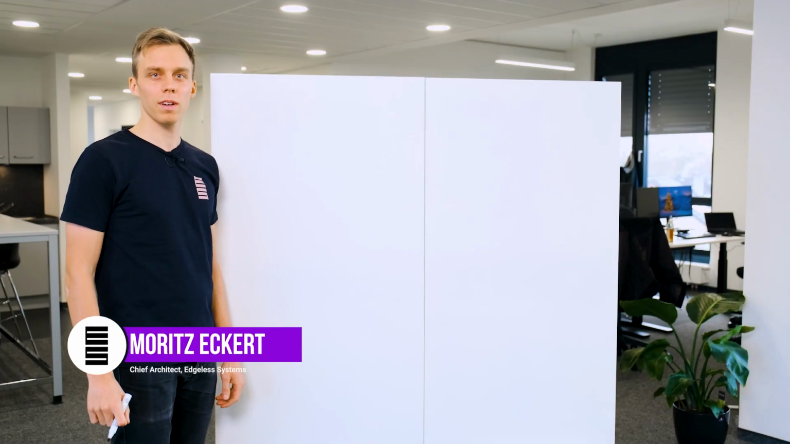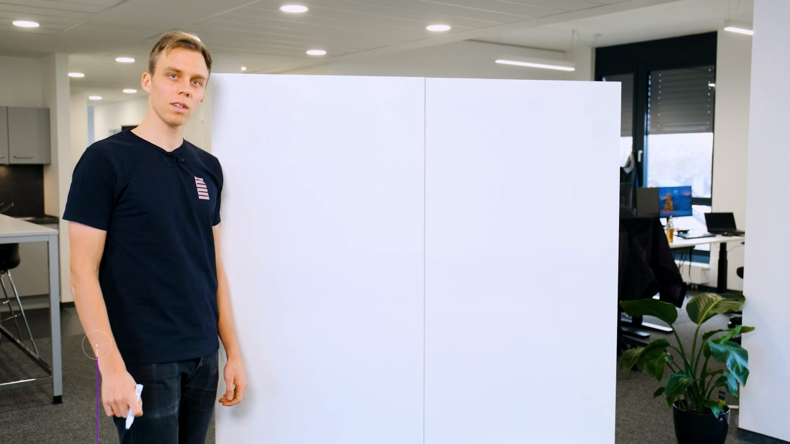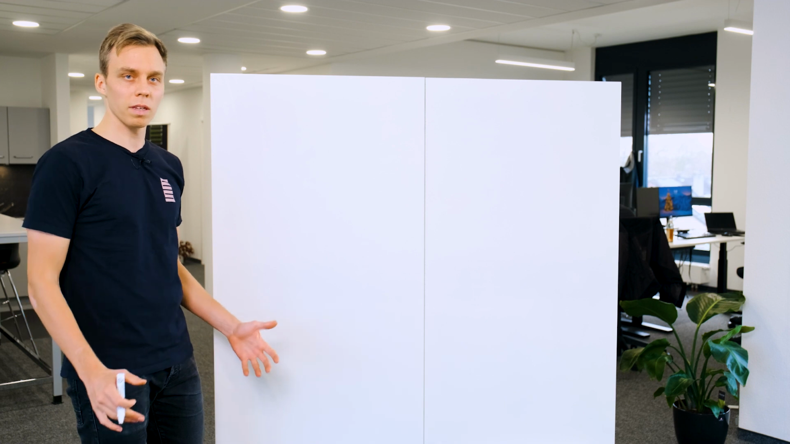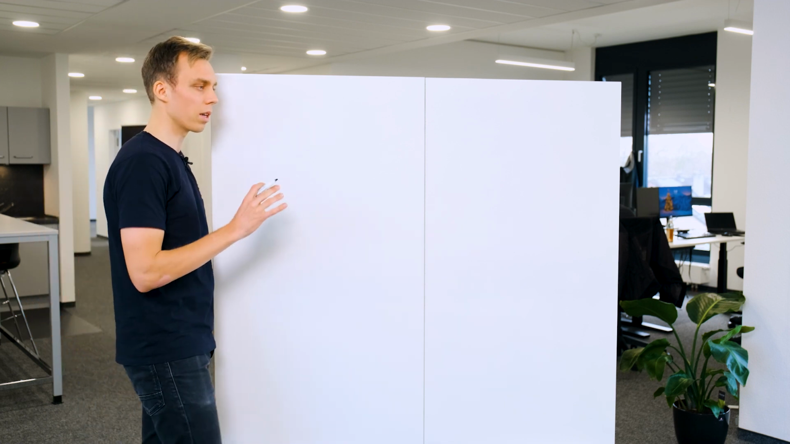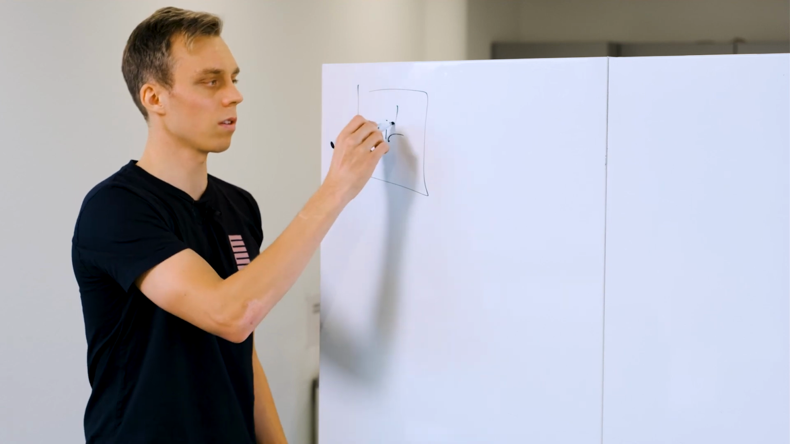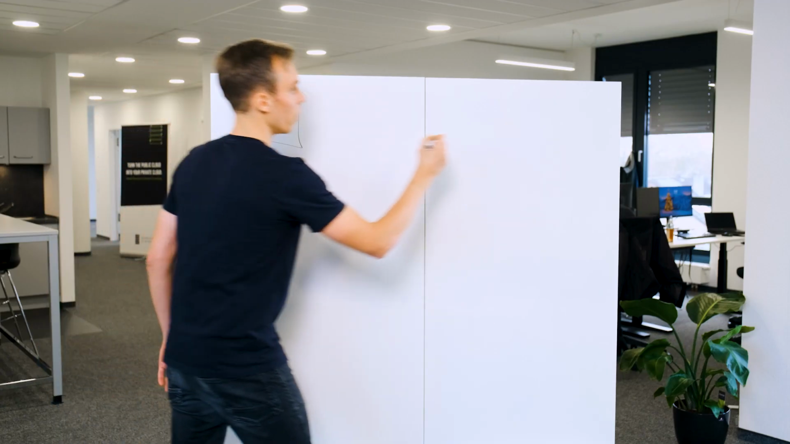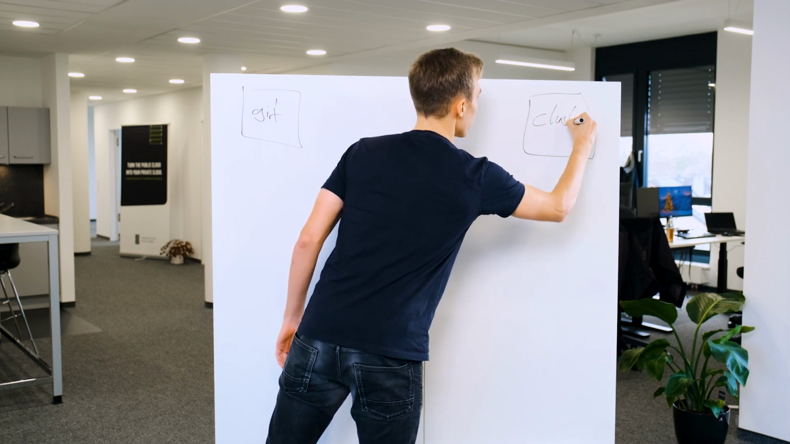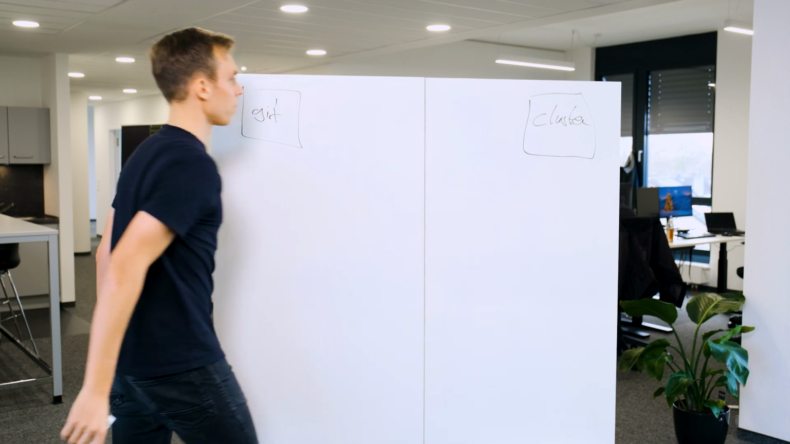Hi, I'm Moritz, Chief Architect at Edgeless Systems, and today I want to continue our series on attestation and Constellation by taking a look at the supply chain security. Specifically, we want to answer the question how we can go from the source code of Constellation somewhere on GitHub to verifying the first node of our Constellation cluster.